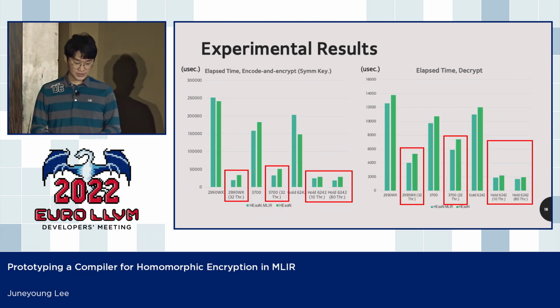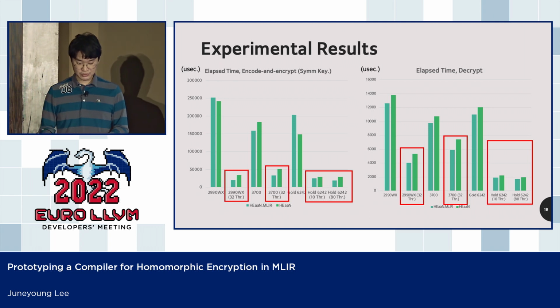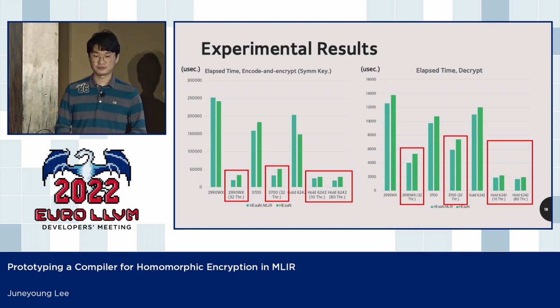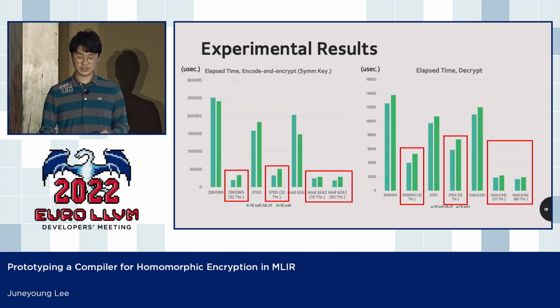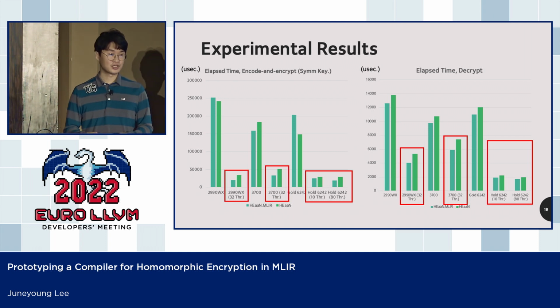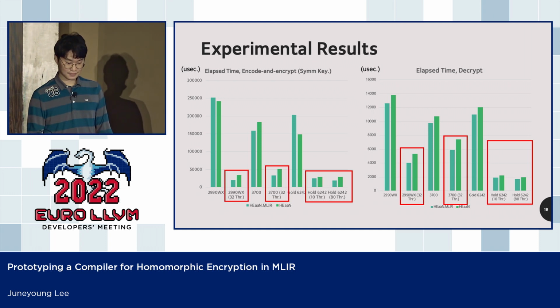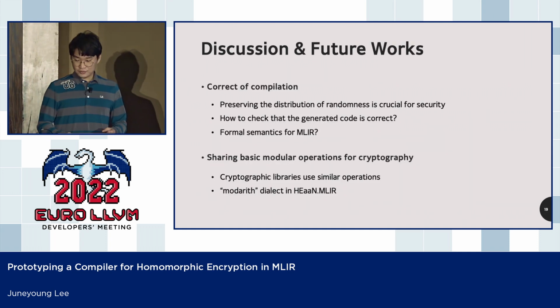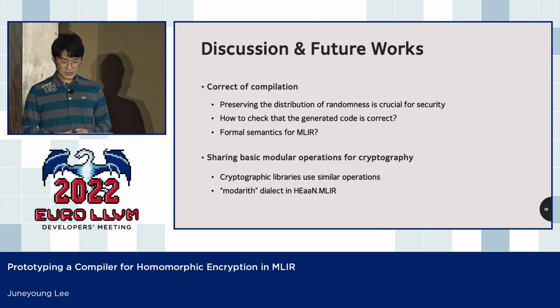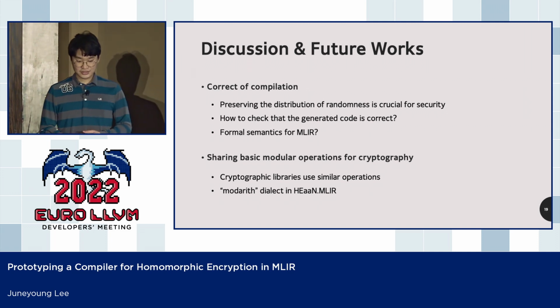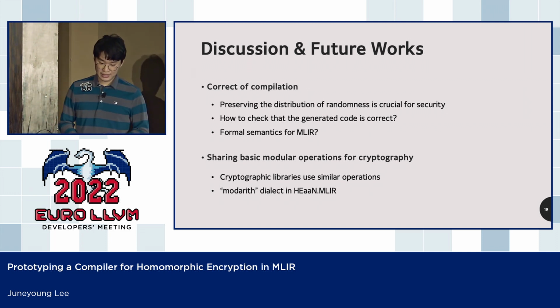Also, for other operations such as encode, encrypt, and decrypt, we could find a similar trend. For single core, the performance benefit was not clear, but for multi-core, it got consistent speedup. So far, I introduced the experimental results, and here is the discussion and future work about developing the compiler.